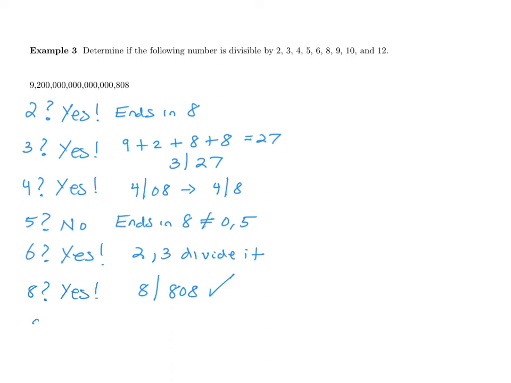What about 9? Does 9 divide this number? Well, we already saw that the sum of the digits was 27, and in fact, 9 divides 27. It goes in 3 times. Since 9 divides 27, it also divides the number.